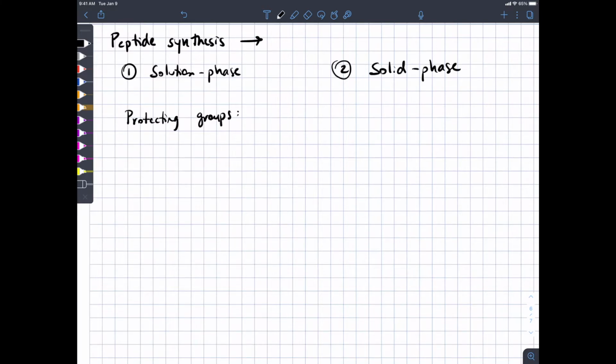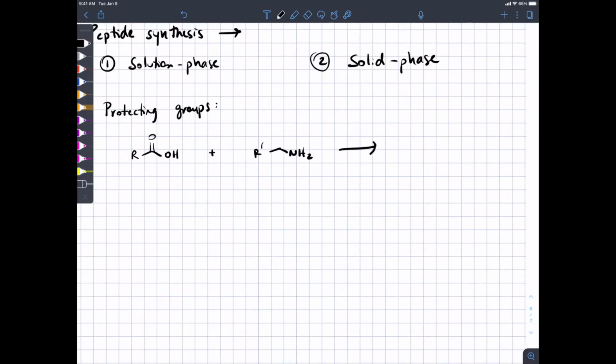So why would you need a protecting group? Well, you learned earlier this semester that if you want to make an amide bond between an amine and a carboxylic acid, we use DCC, which is a coupling reagent, and usually we use some amount of non-nucleophilic base, in this case triethylamine, and that will make an amide bond. And we learned about the mechanism for that, and we're not going to review that here. But this is a great method for making amide bonds.